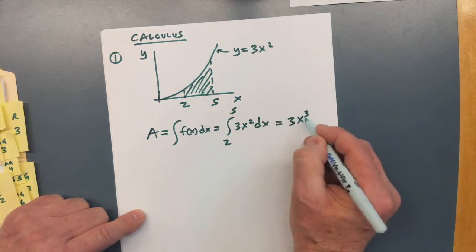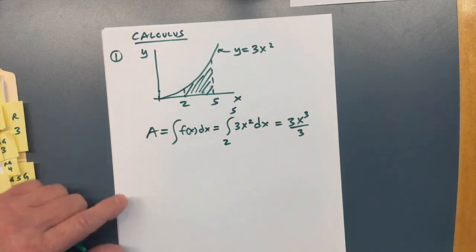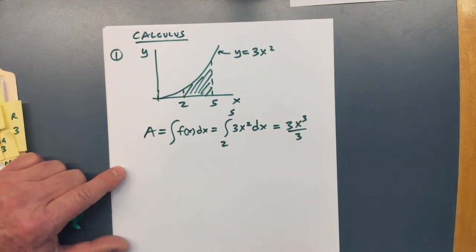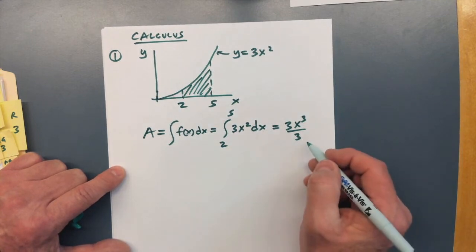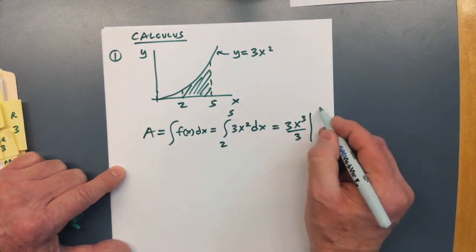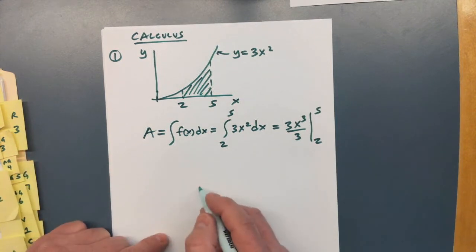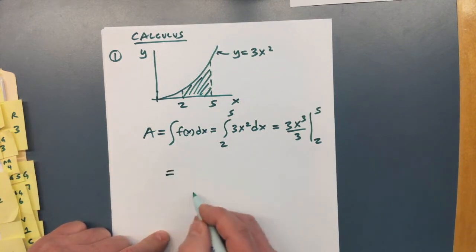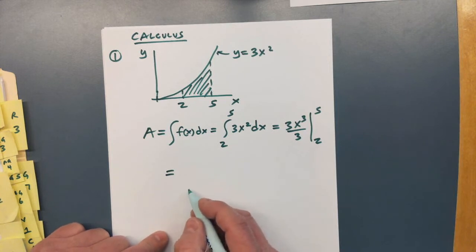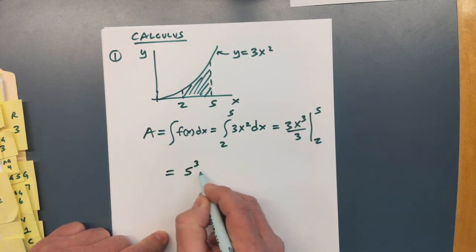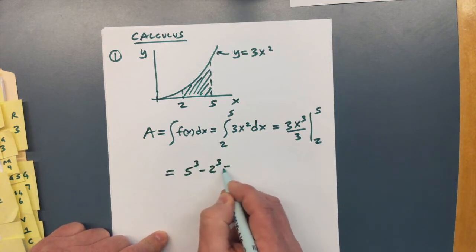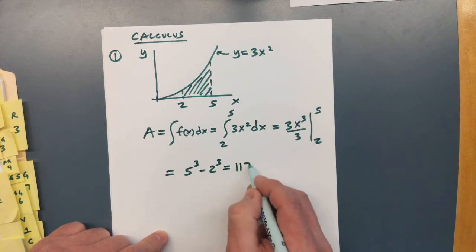which using the tables in the equation sheet document, let me get this, x cubed over 3 for the integral of x squared dx, and putting in the limits, you get 5 cubed minus 2 cubed, and that turns out to be 117.